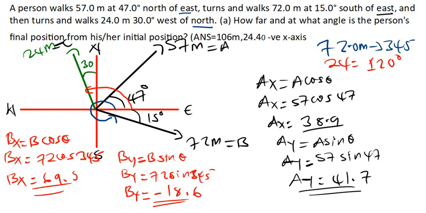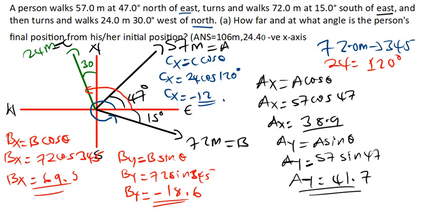I also have to resolve C into x and y components, so I'll do it from here. Cx will be equal to C cos theta. My C is 24, my theta is 120. So my Cx will be equal to 24 cos 120. It's giving me negative 12. Okay, I leave it there.